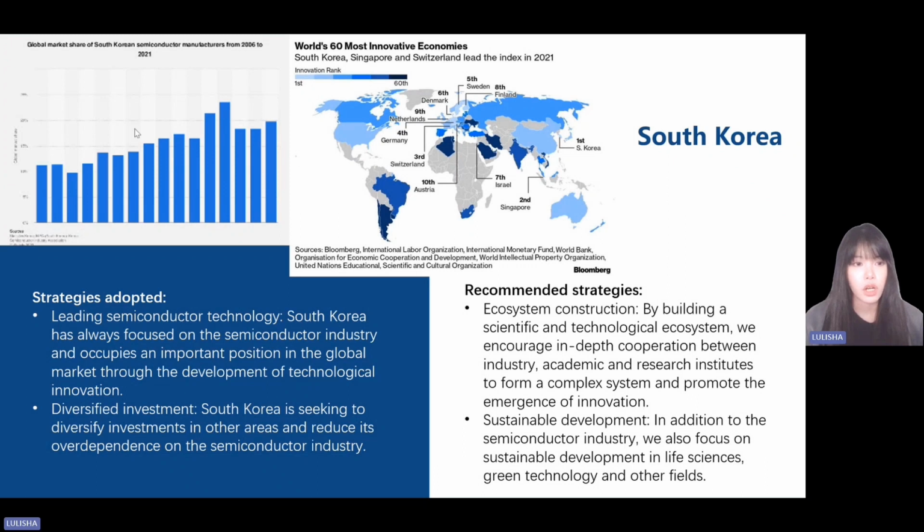And this chart is about global market share of South Korea semiconductor manufacturers from 2006 to 2021. And this picture is about the most innovative economies. You can see Korea is the first one in 2021. And both of these data are from Bloomberg.